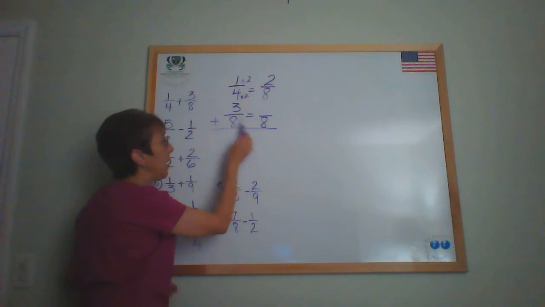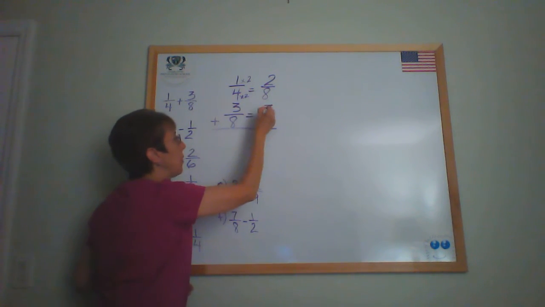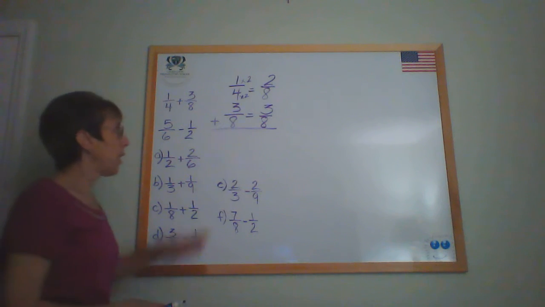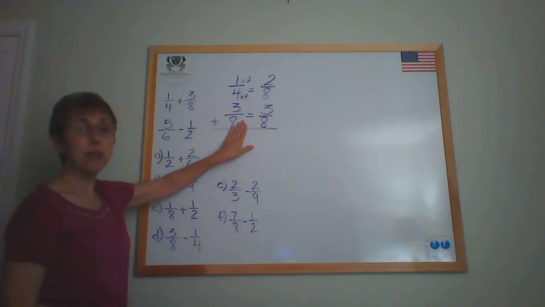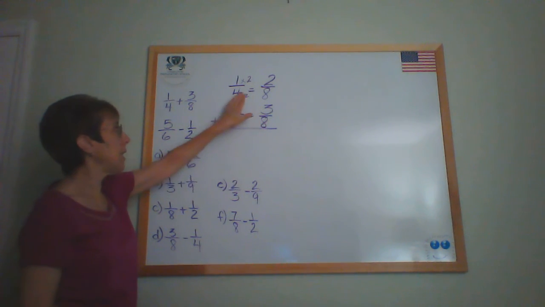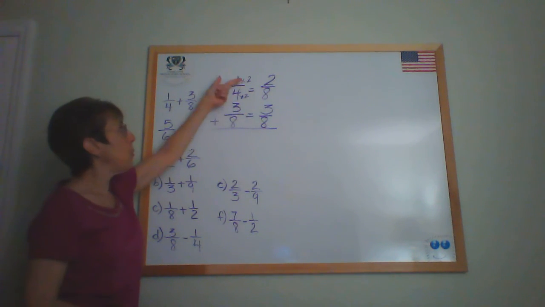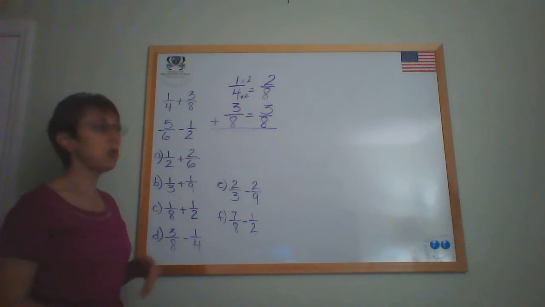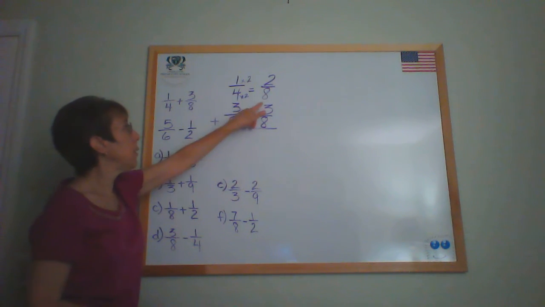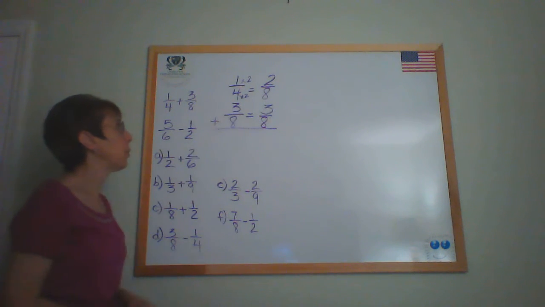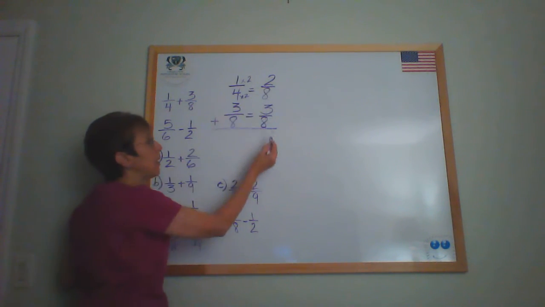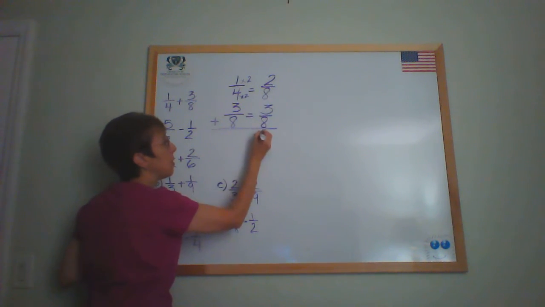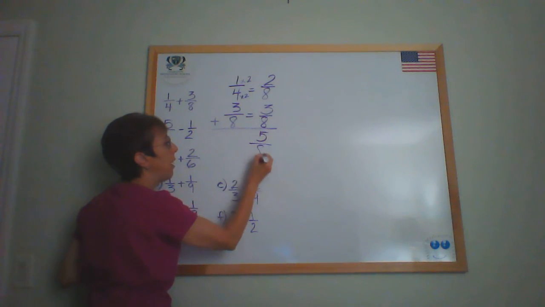Since we're keeping the eighths here, this obviously is just going to stay the same. We're keeping the eighths, the 3/8, that stays the same. And here we're changing fourths into eighths. And we do that by multiplying by that fraction named for 1. And in this case, we're using 2/2. 4 times 2 equals 8, and 1 times 2 equals 2. Now you can simply add 2/8 plus 3/8 equals 5/8.